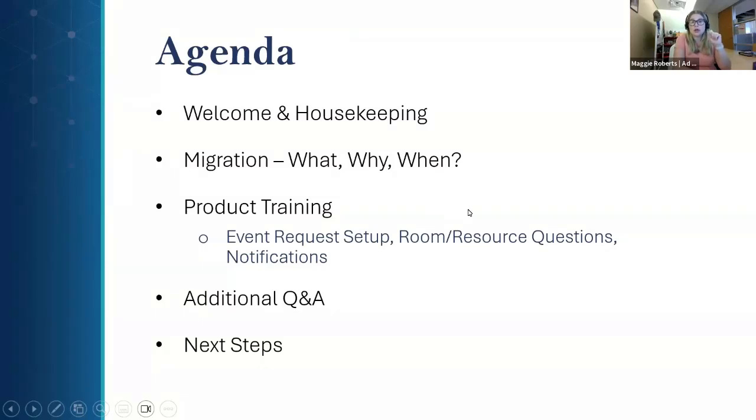First we're going to go through, of course, our normal welcome. We'll talk about the what, why, and when of migration. Then we're going to talk through the event request form setup, room and resource questions, and then Charlie's going to close us out with talking through notifications and how those are a little different in this new platform. And then if there are any questions left over that we need to answer, we'll go through that, and then we'll go through next steps.